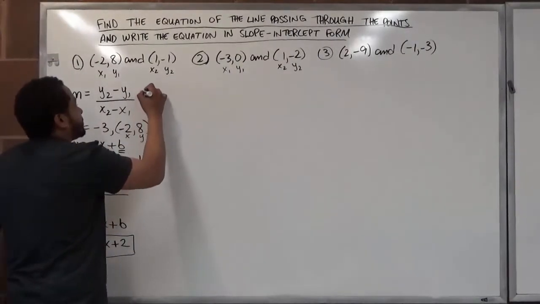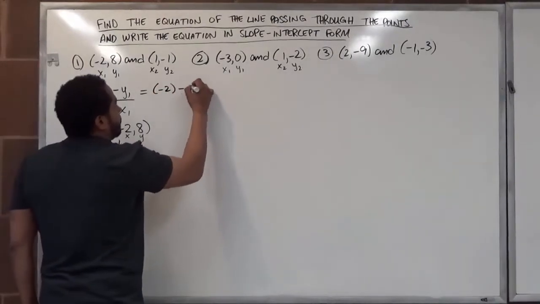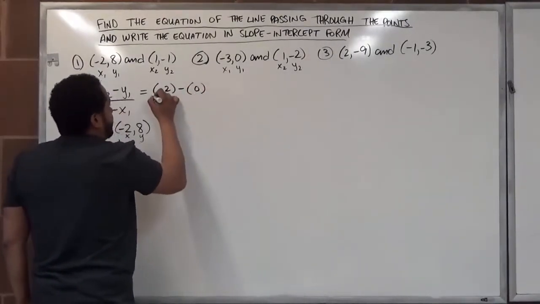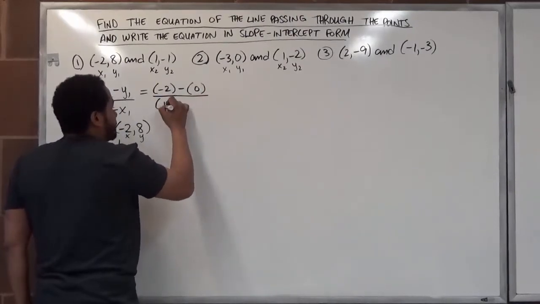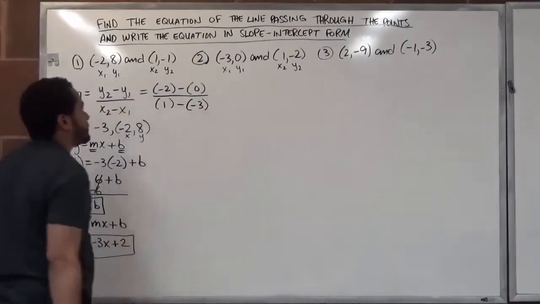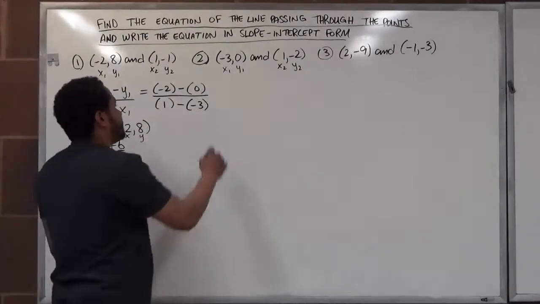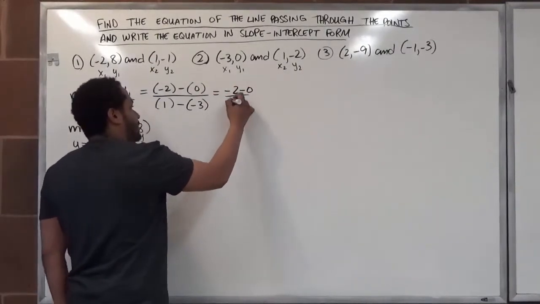So let's solve the second slope here. Our y2 value is -2 in parentheses. Our y1 value is 0, over our x2 value, which is 1. Our x1 value is -3. So let's simplify this and see what we get. So we have -2, take away 0, over 1.